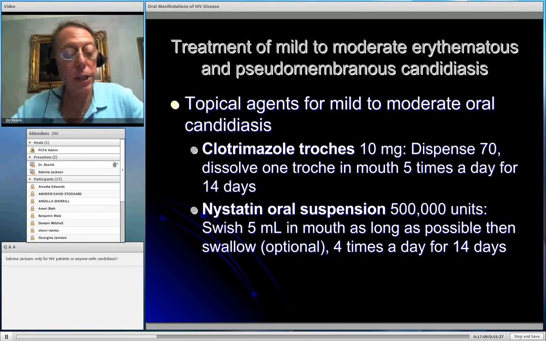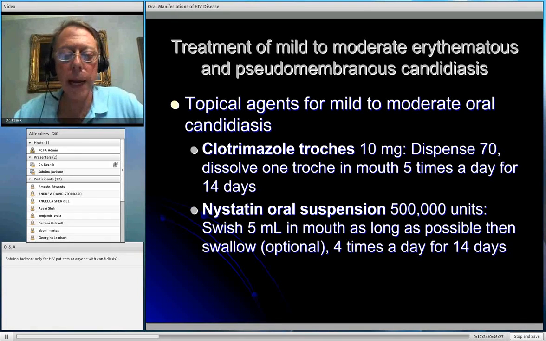the answer to the question that popped up: is it only for HIV patients or for anybody with candidiasis? Anyone who presents with candidiasis, whether it's a diabetic or an oncology patient, with oral candidiasis, treatment should last for 2 weeks. I hope that answered that question.